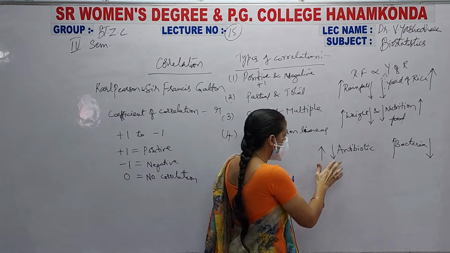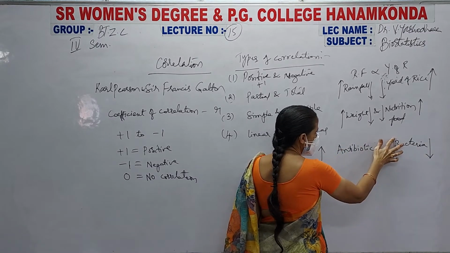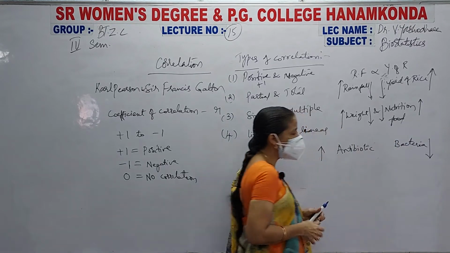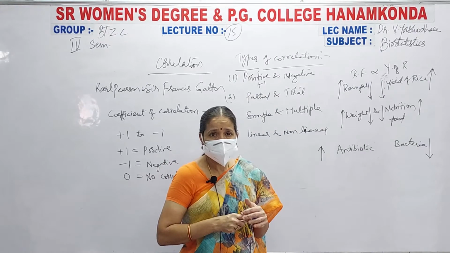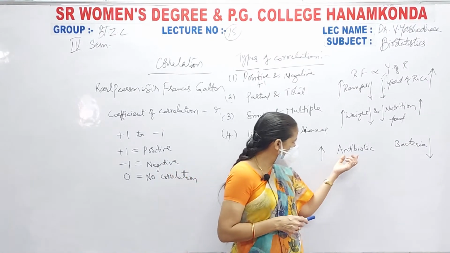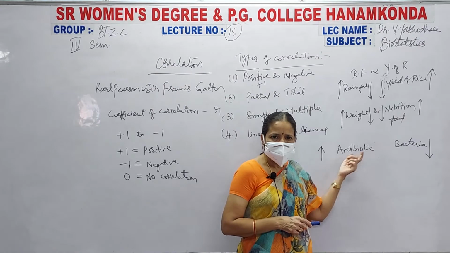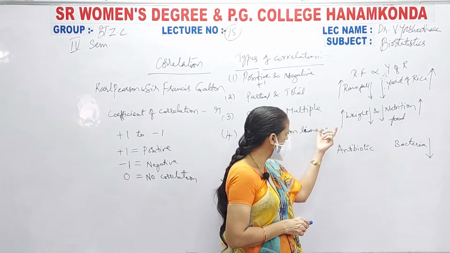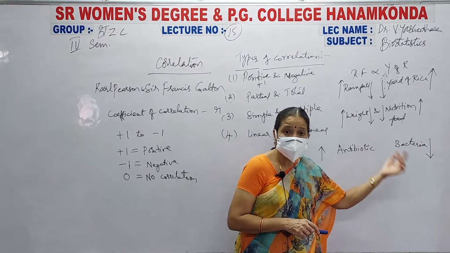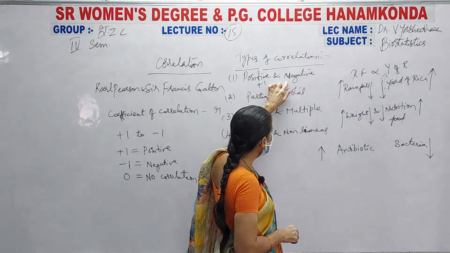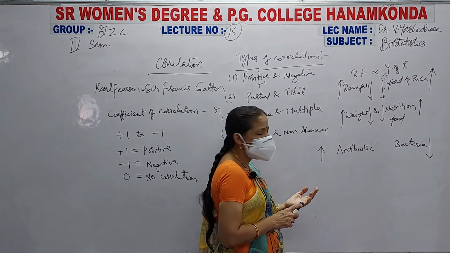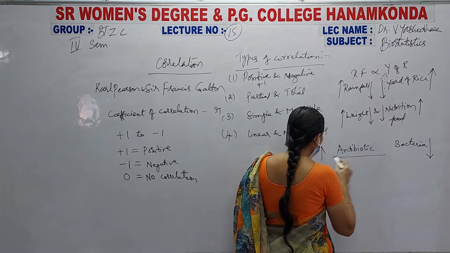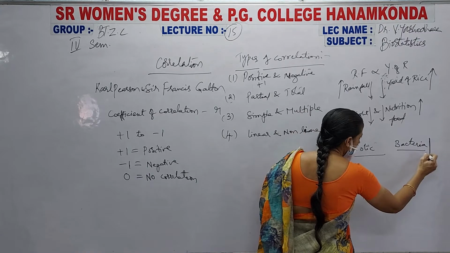See here, when the person is suffering with a microbial disease, when the antibiotic dose is increased, immediately the bacterial concentration decreases and the bacteria will die. That means when the antibiotic dose is increased, the bacterial growth diminishes or decreases. That is, if one is increasing, the other is decreasing, then it is known as a negative type of correlation. That is, negative correlation is, if one variable is increasing, the other variable is decreasing.